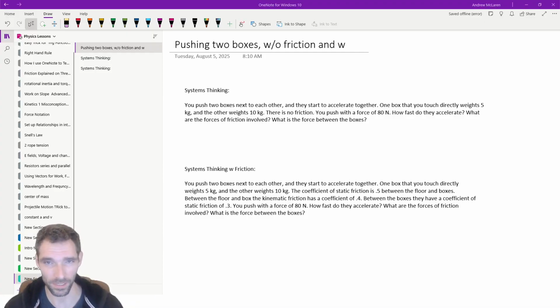Today we're going to be working on some problems where we've got two boxes being pushed together. One where there's no friction. It's a little bit easier to just get the big picture on the system's thinking. And then we're going to do one with friction. This is a fairly challenging problem.